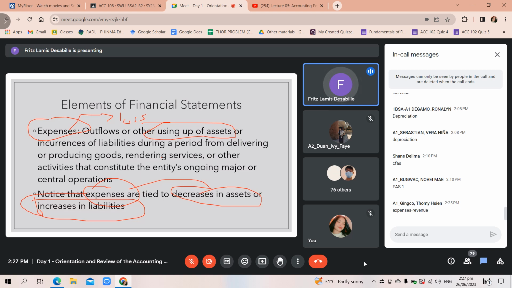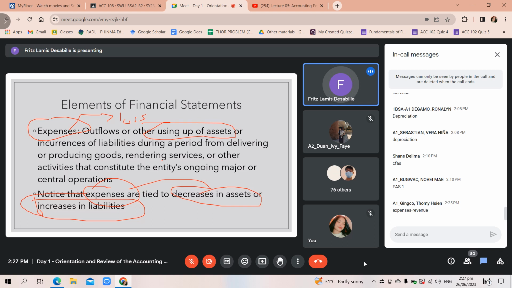Next, another example is loss on fire, di ba? Dili man ordinary na magkasunog. Pero kung masunog atong mga inventory, tawag loss. Again, take note, expenses encompasses loss. Meaning, all losses are expenses, but not all expenses are losses.